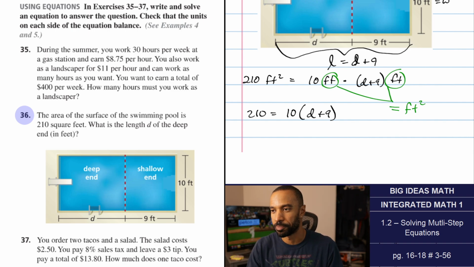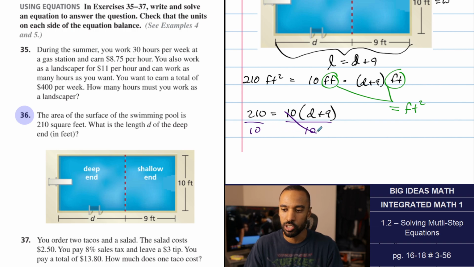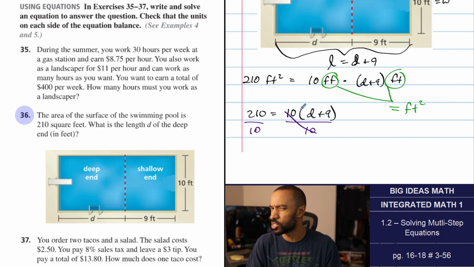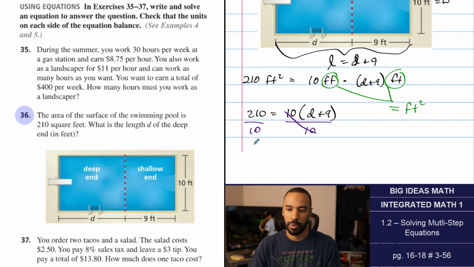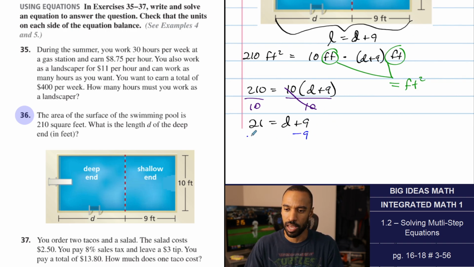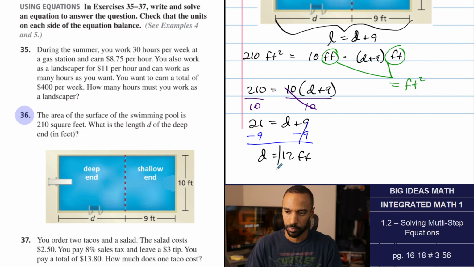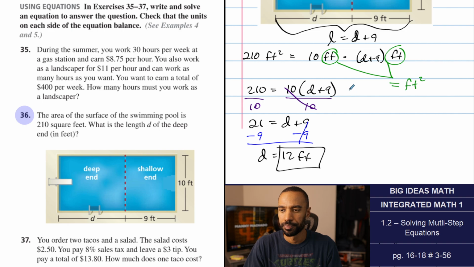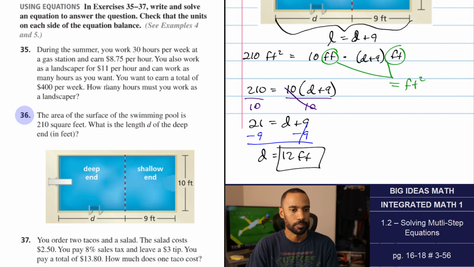So that setup is magnifico. Chef's kiss. Very good. Hey, I could distribute 10, but I could also divide by 10, right? So I don't want to stop that train whenever we have an opportunity, because it's not going to happen all the time. Trust me. 210 divided by 10 is 21, and we get D plus 9. Maybe in this section it'll happen a lot. I don't know. Subtract 9 from both sides, and we get the length of the deep end of the pool to be 12 feet. D equals 12 feet. I'm going to place the feet there. I'm not going to write a whole sentence on that one. So the units match. We're all good to go.